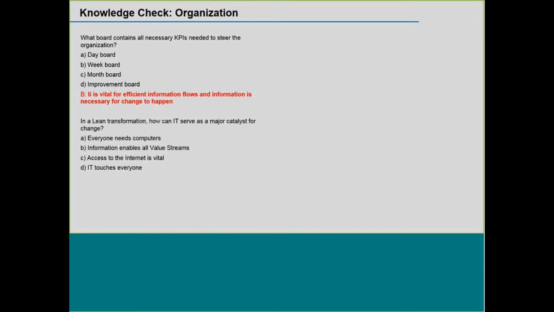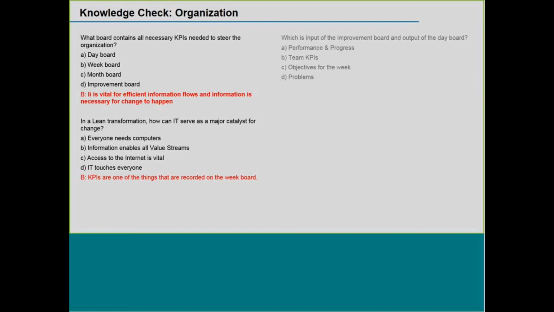In a lean transformation, how can IT serve as a major catalyst for change? Everyone needs a computer. Information enables all value streams. Access to the internet is vital. IT touches everyone. And the answer here is B. Information enables all value streams. So again, data will help guide your projects, all projects within the company.